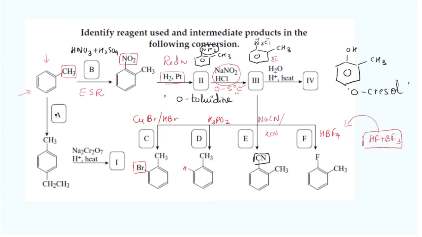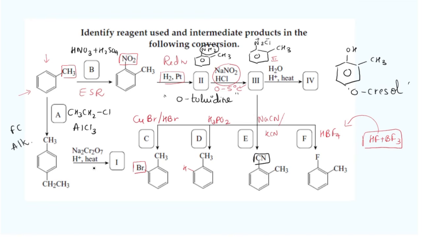Let's see what is the reagent A for the conversion of toluene to ethyl methyl benzene. So this is nothing but Friedel-Crafts alkylation. So we need alkyl halide. Which alkyl halide are we going to use? Ethyl chloride. Is this enough? No, we need a catalyst. What catalyst? Aluminium chloride. Therefore, this is Friedel-Crafts alkylation.